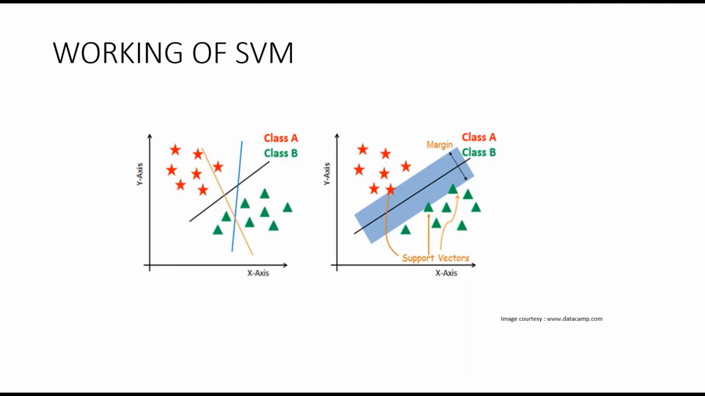First step, generate a hyperplane which segregates the classes in the best way. In the left-hand side figure, there are three hyperplanes: black, blue and orange. Here the blue and orange have higher classification error, but the black is separating the two classes correctly. The second step, select the right hyperplane with the maximum segregation from the nearest data points, as shown in the right-hand side figure. So we have selected the black hyperplane.